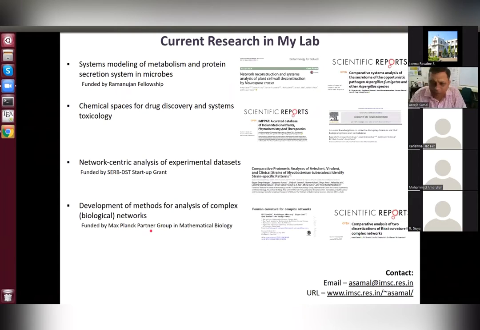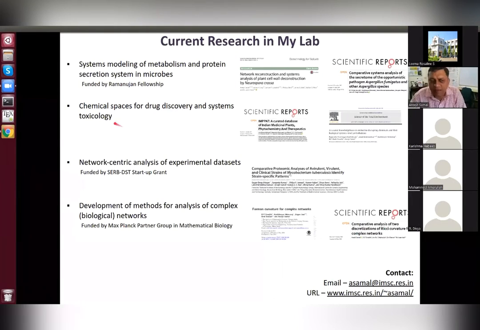Before I dive into today's lecture, I just want to give you a brief overview of the kind of research that goes on in my lab. Broadly, in the last 7 years in this institute, my group has been working in at least 4 different directions. One is systems modeling of metabolism and protein secretion in microbes, which was funded by the Ramanujan Fellowship till recently. These are some representative papers we have published in the last few years on the topic.